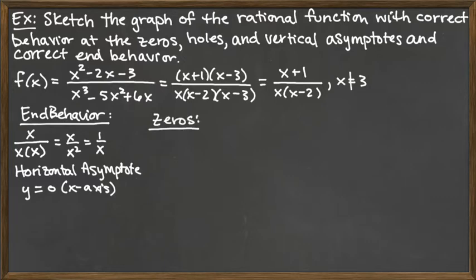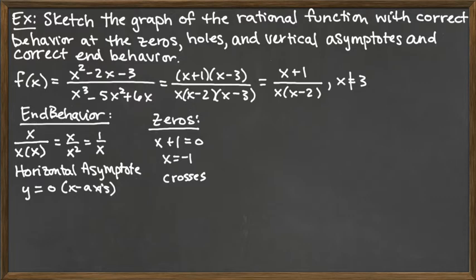So zeros would be wherever the top is equal to 0 within the domain. So the top is x plus 1 in our reduced form equal to 0. And so when we subtract over the 1, we've got x equals negative 1 is going to be our root, our zero. And the behavior at that zero is that it's going to cross because the factor x plus 1 has multiplicity 1, which is odd. So just like polynomials, we're going to see the crossing happening at that zero.